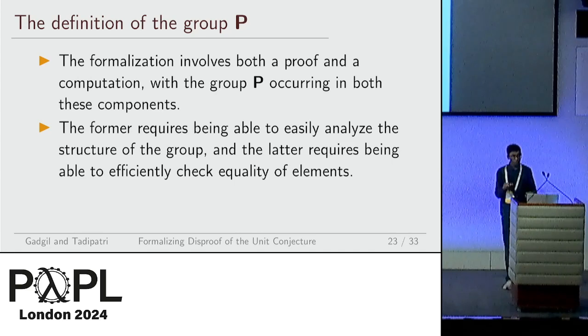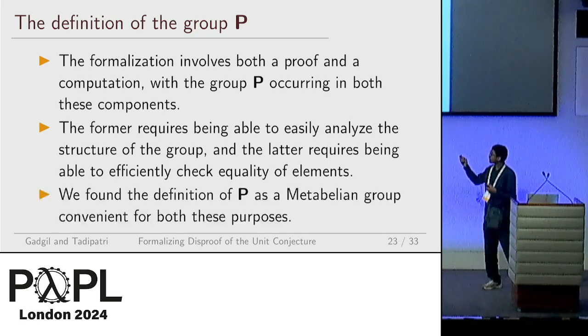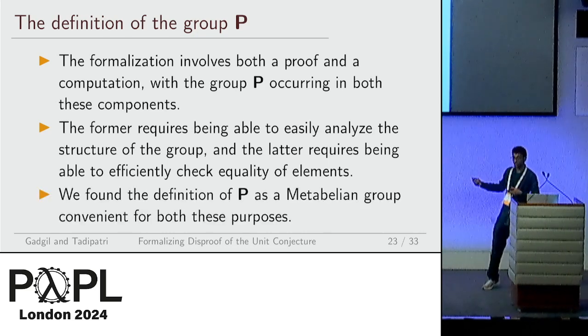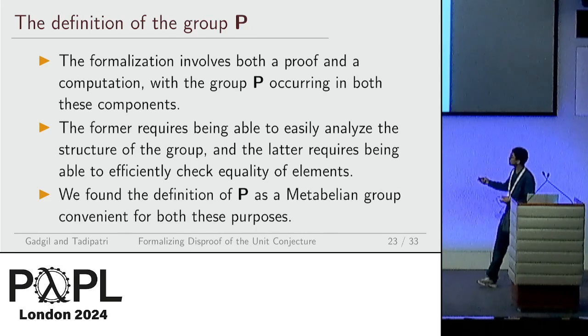And the group P has various definitions. Some are better suited for one purpose, some are better suited for the other. But the definition that we finally settled on after considering various possibilities is the definition of P as a meta-Abelian group, which turns out to be useful for both these purposes.